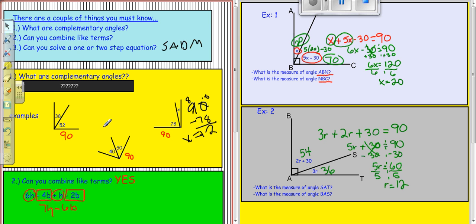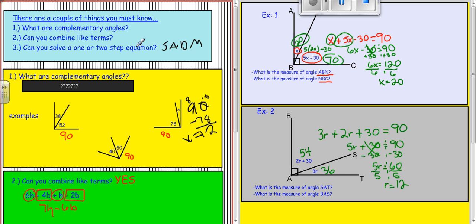Alright guys, looking right here. What are complementary angles? Well, we talked about it earlier in the previous instructional video that complementary angles are two or more acute angles that add together to equal 90 degrees. Can you combine like terms? We're going to look at that down here on number 2.